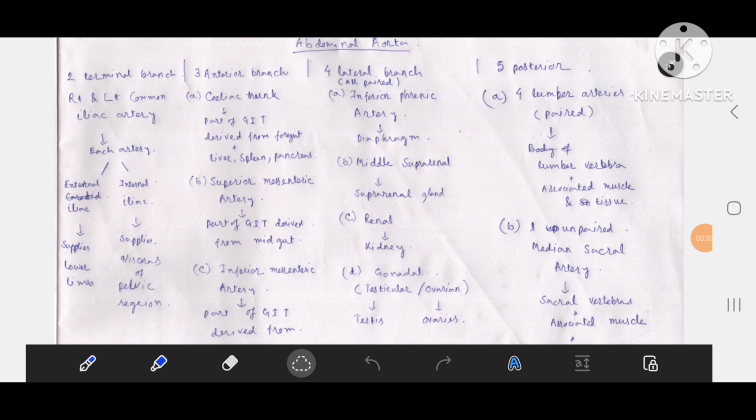lateral branches, and five posterior branches, in which four lumbar arteries which are paired and one is unpaired. This is under posterior branches.